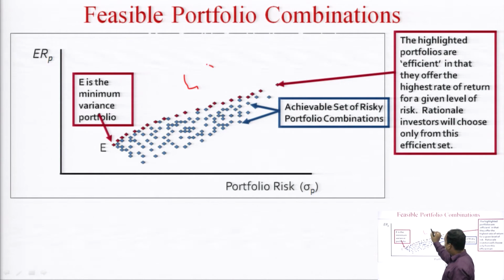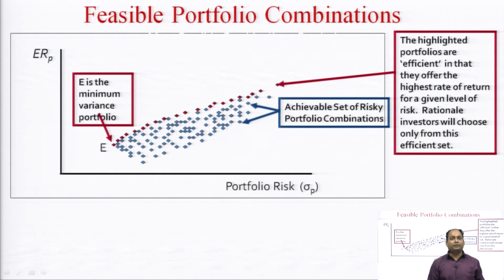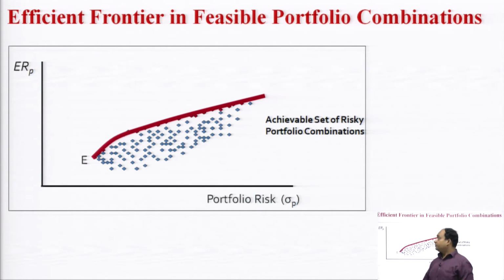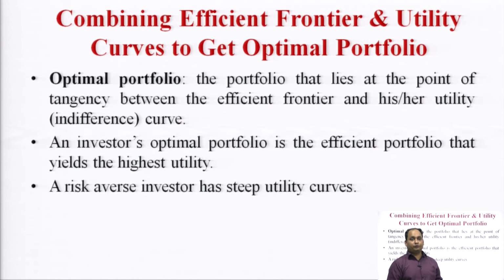These left-side portfolios are not available. If they were available, then definitely it could be the optimum investment pattern. Efficient frontier in a feasible portfolio: by combining all the red marks, we are able to construct the efficient frontier, the efficient set of achievable portfolio combinations that offer the highest rate of return for a given level of risk. At the same level of risk, the highest level of return is decided, and this is called the efficient frontier, formed by combining all the red marks among the hundreds of portfolios.